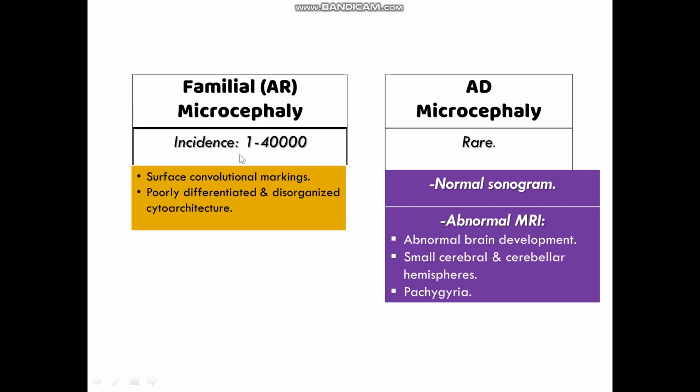So, speaking about the incidence, as we said before, the autosomal recessive type is more common than the autosomal dominant, which is rare. As for the special neurological findings, here there are surface convolutional markings, and poorly differentiated and disorganized cytoarchitecture. As for the autosomal dominant type, there is a normal sonogram. However, the MRI is abnormal and shows the following findings: abnormal brain development, small cerebral and cerebellar hemispheres, and pachygyria.